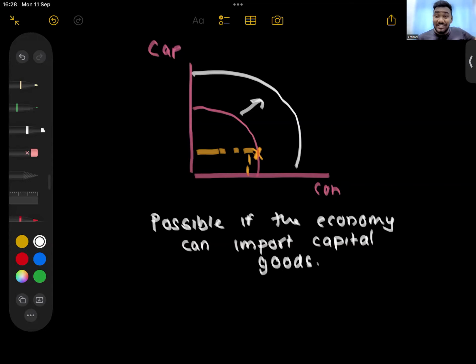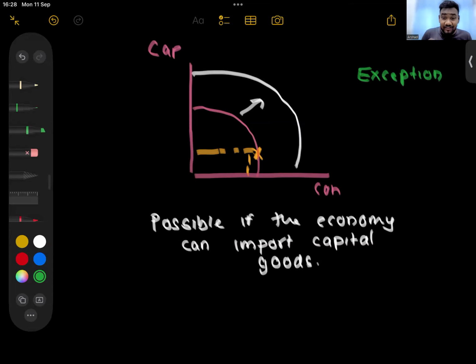They are importing their machines. They are importing their equipment. I don't think we can import buildings, but let's say machines, equipment. If they can import those, then in the future, they can also grow at a higher level. So remember, this one over here, guys, is an exception. So usually it doesn't happen this way. All right, this is an exception.